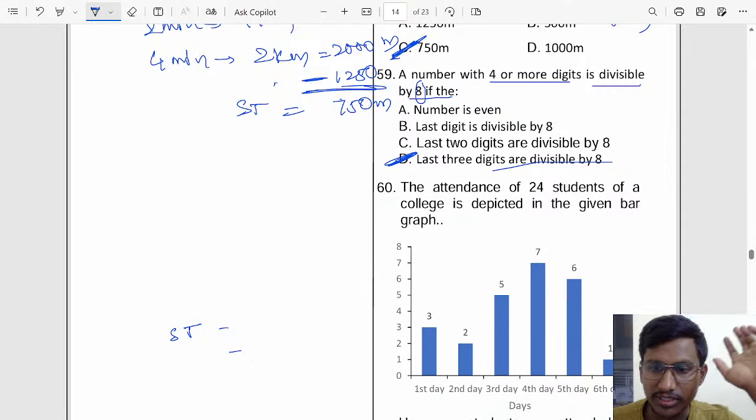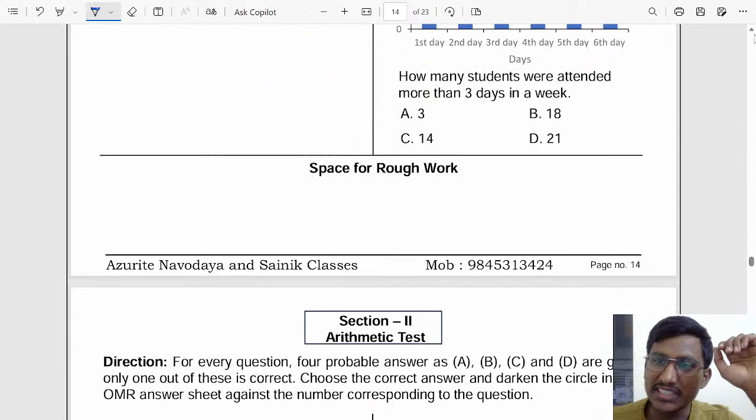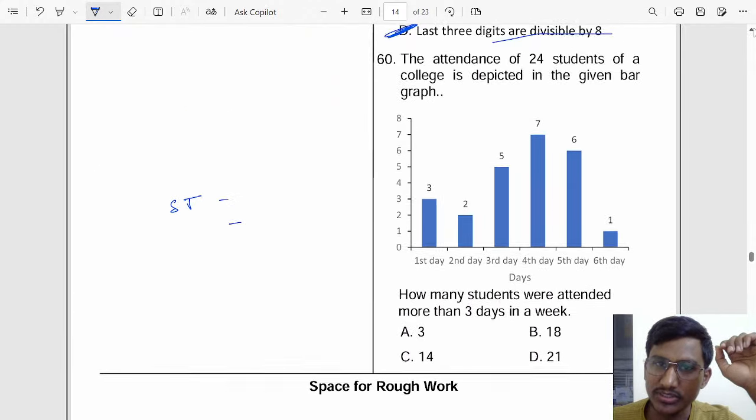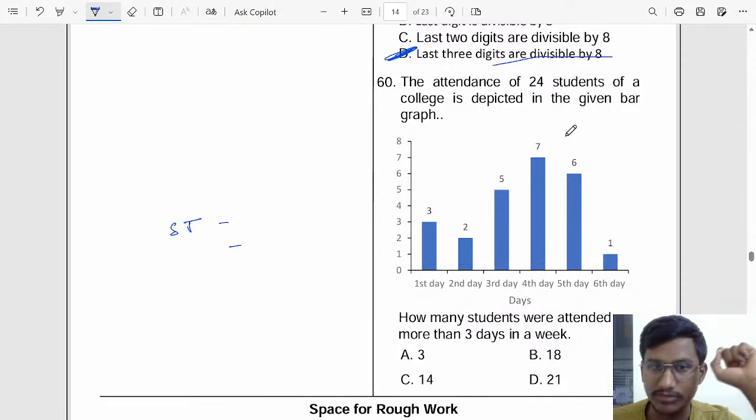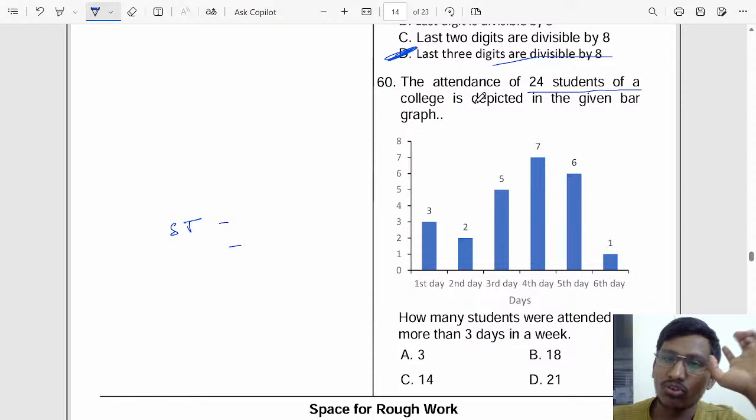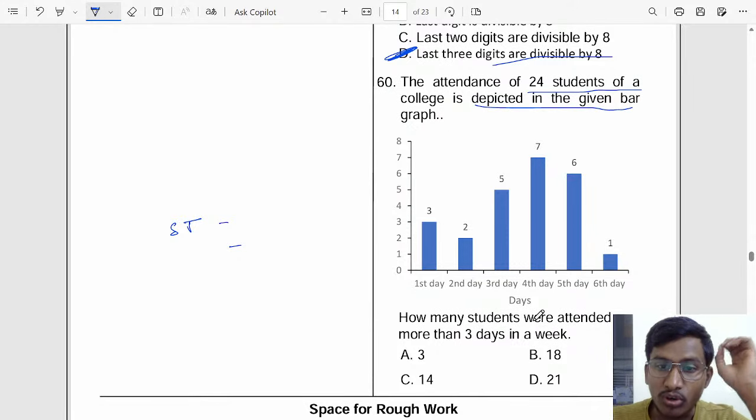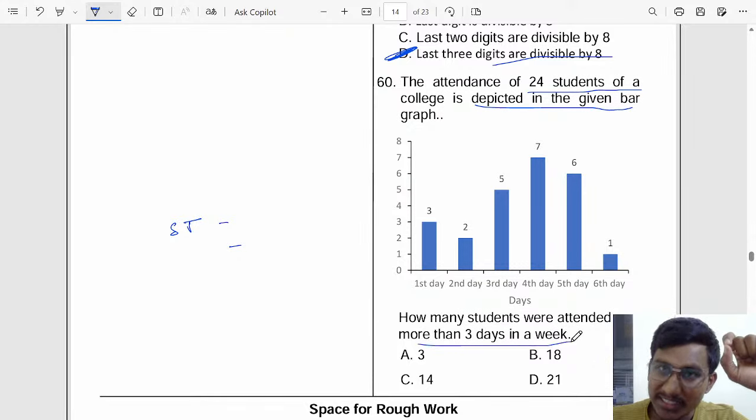Understood? Okay, good. Now let us do the next question, question 60. The attendance of 24 students of a college is depicted in the given bar graph. How many students attended more than 3 days in a week?